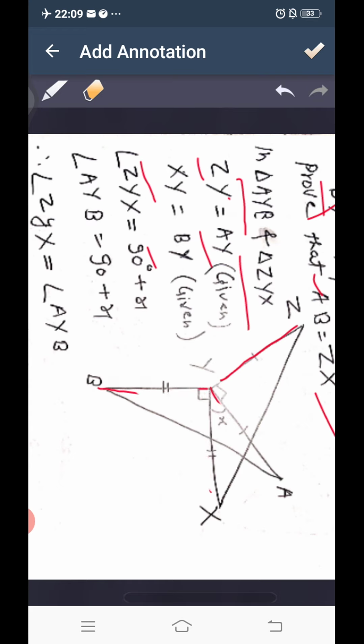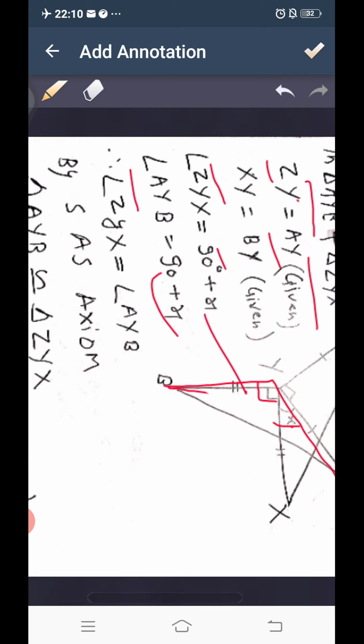Then angle ZYX: this angle is 90 degrees plus this angle x, so this is 90 plus x. Angle AYB: this much is 90 degrees, this is x, so this will also be 90 plus x. So we can say that angle ZYX equals angle AYB.